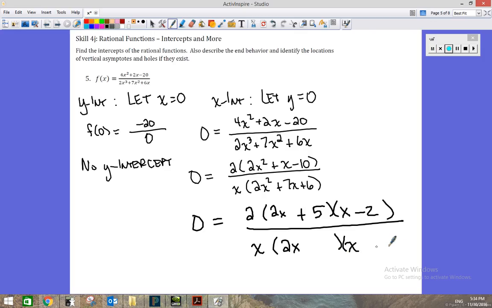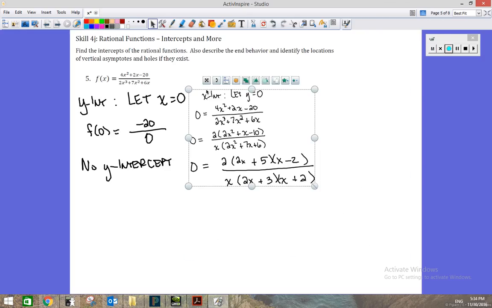2x times x gives me 2x squared. Factors of 6 are 2 and 3 and 1 and 6. Everything here is positive. So if I put plus 2 here, that'll give me a 4x. And 4 plus 3 is 7. So that's how that factors. So I don't see any common factors that cancel. So I can focus my attention on the numerator.